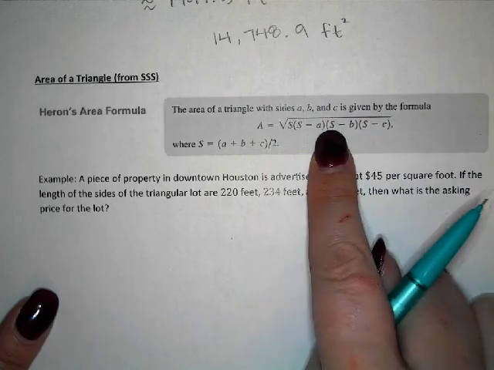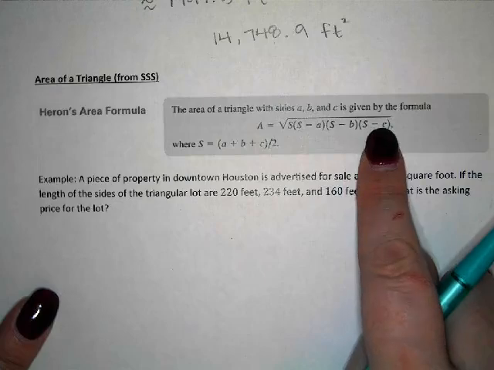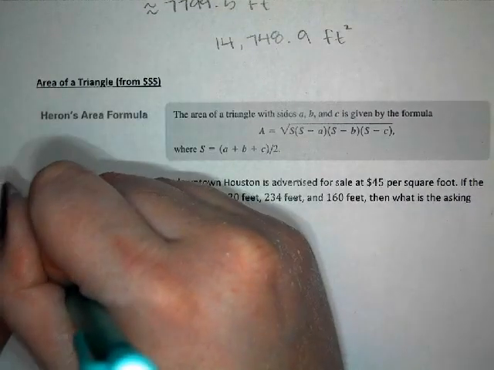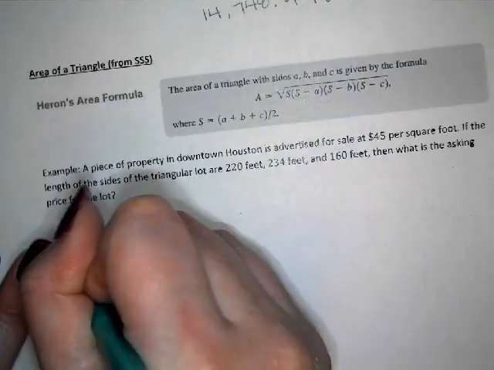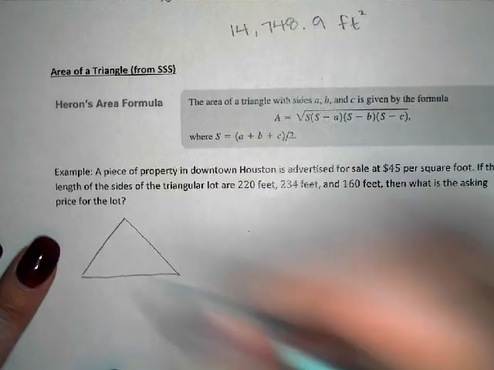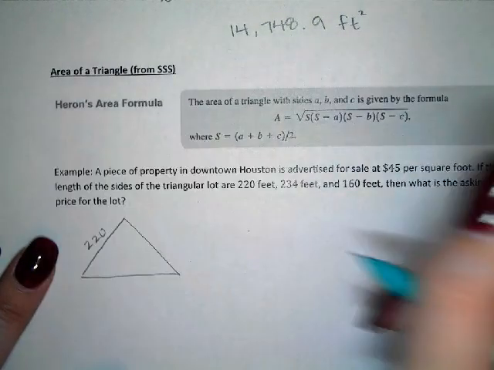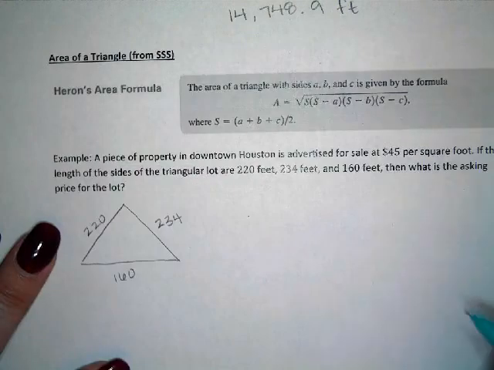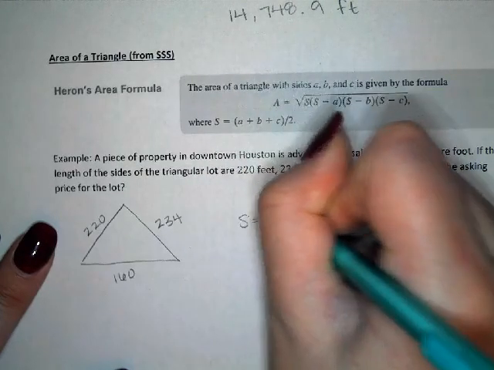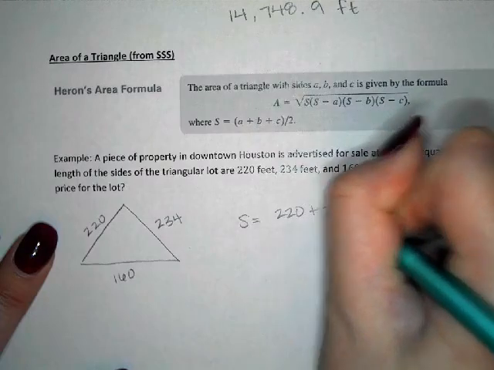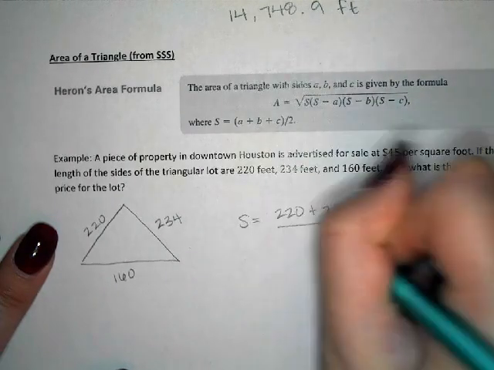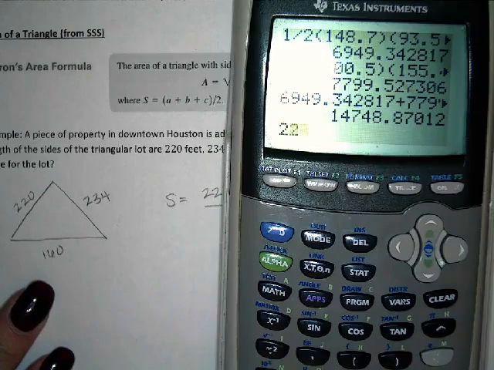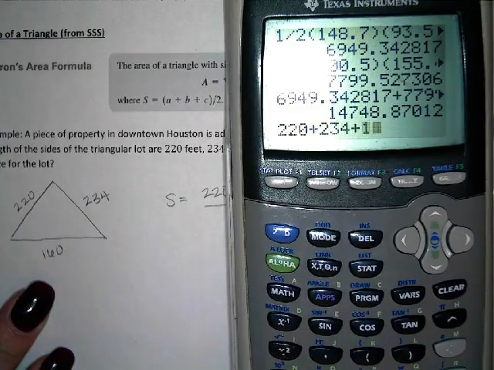So we'll go ahead and draw a picture of this one. Whenever I draw my triangles to label, you've probably noticed this by now, I don't draw them to scale because that's just too much effort. So 220, 234, 160, there we go. And so for S, we're just going to add these all together and divide by 2. It's not an average because you're not dividing by 3. You're just, I don't know, partial perimeter. Okay, 220, 234, 160. Divide by 2. S is 307.